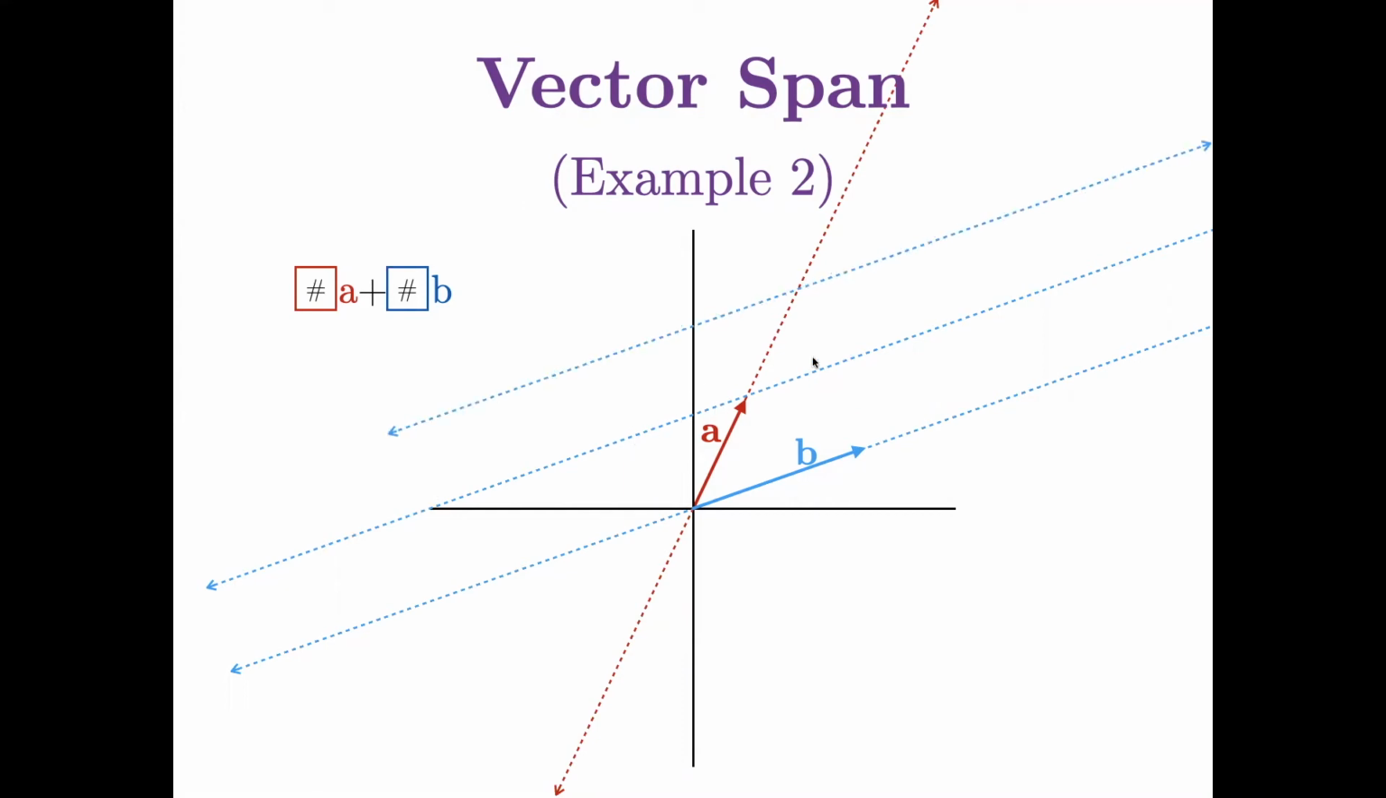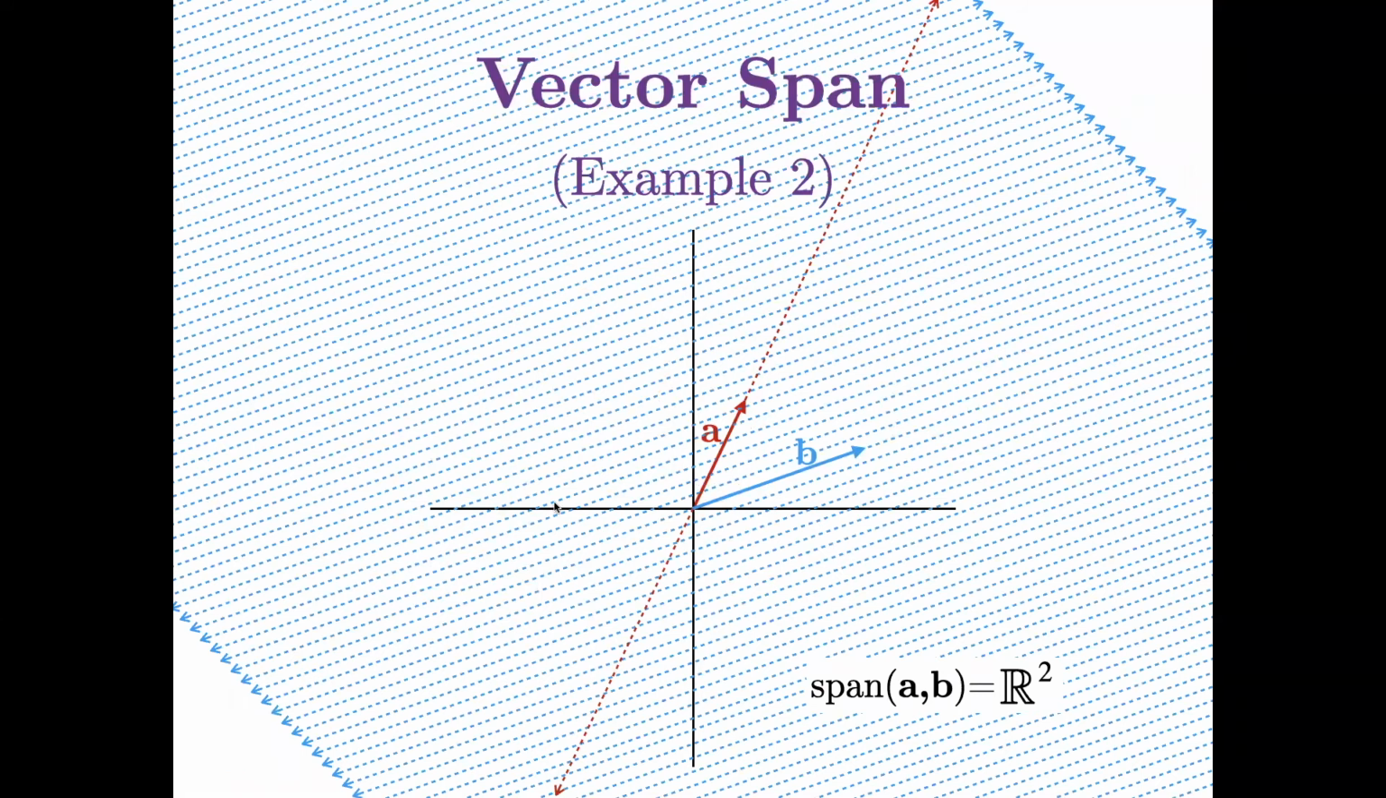If I had 2 times A plus any multiple of B, I would be allowed to be anywhere on this blue line. If I had negative A plus any multiple of B, I would be allowed anywhere on the bottom blue line. And I hope you can see that I certainly don't need to stick to integer multiples of A, right? I could have 0.5 times A, 0.25 times A, and so on. I see that I can reach any point in the plane with a linear combination of A and B. So therefore, the span of A and B is R2.